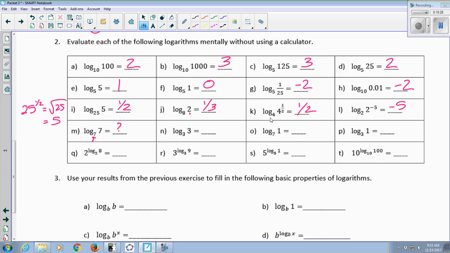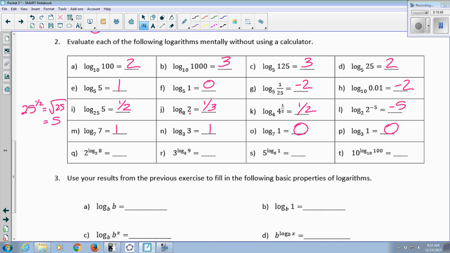7 to what power gives you 7? That would be the first power. 7 to the 1 is 7. 3 to the 1 is 3. 7 to what power is 1? The 0 power. 3 to what power is 1? Also the 0 power.